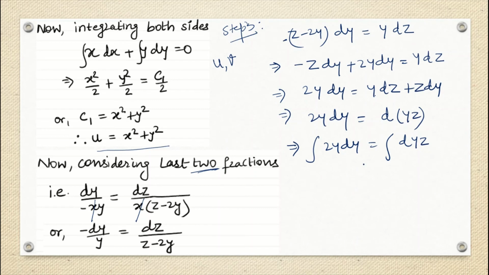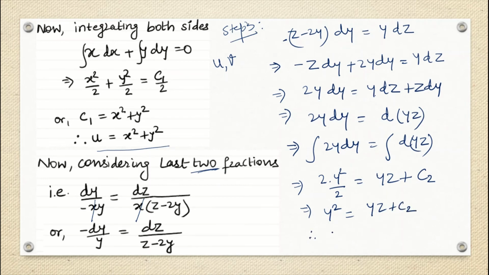integrate. Okay, so the left hand side will give you 2 into y square by 2, and plus c I'm not writing because in the right hand side only I will be writing it, equals integral, and d will be taken off, and this is your yz. Fine. So here we got yz, and plus some arbitrary constant c2. So this is y square equals yz plus c2.